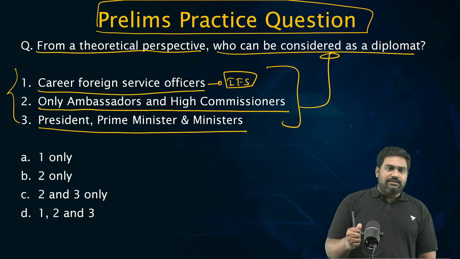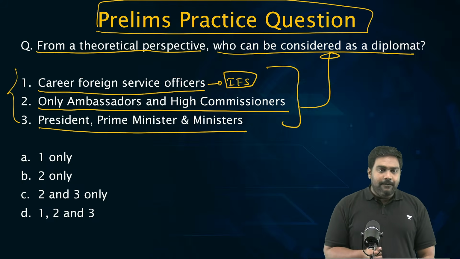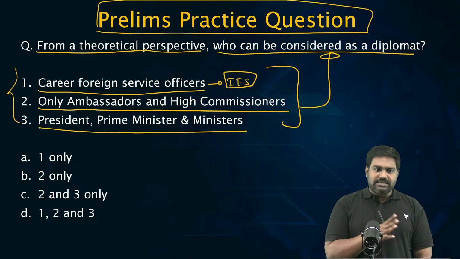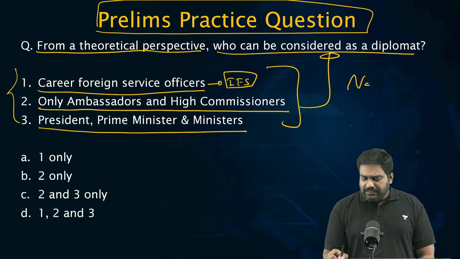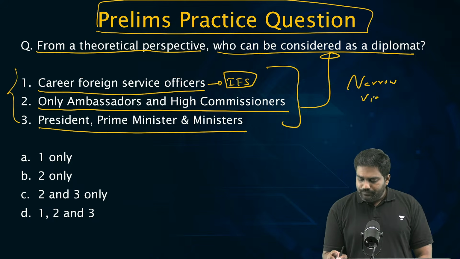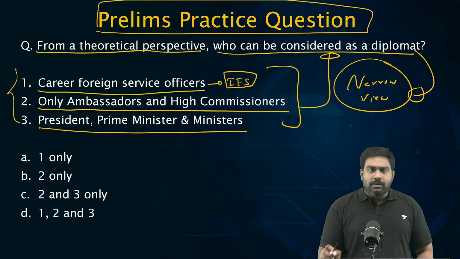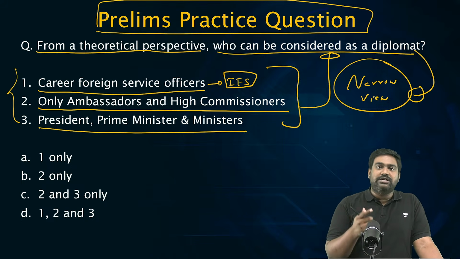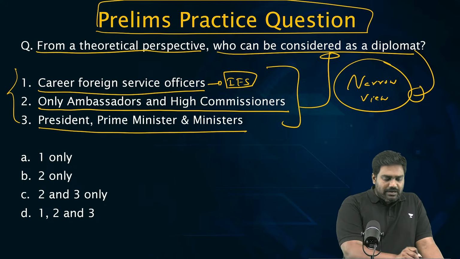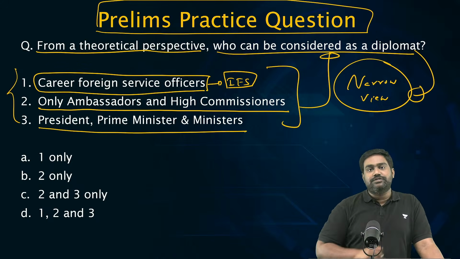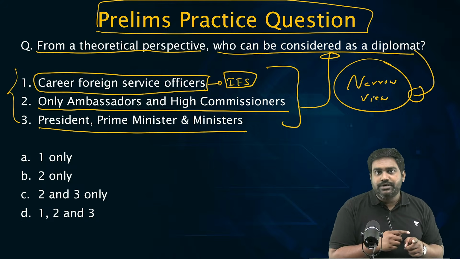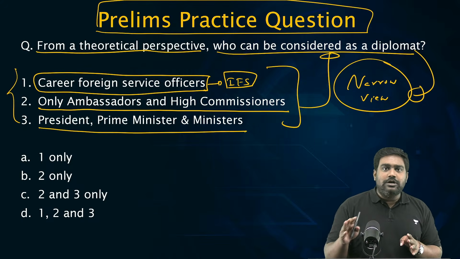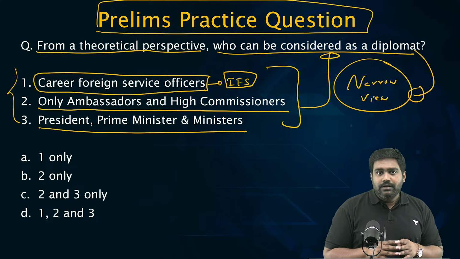What do you think? What's the right answer? Okay. Some are saying D, some are saying A, but most of them are saying A. Okay, let me explain this. Now, if I take a narrow view, if I strictly go by the textbook definition of who is a diplomat, it often refers to career foreign service officers who have opted for foreign service as their career choice. They are referred to as the diplomats of a nation, right?